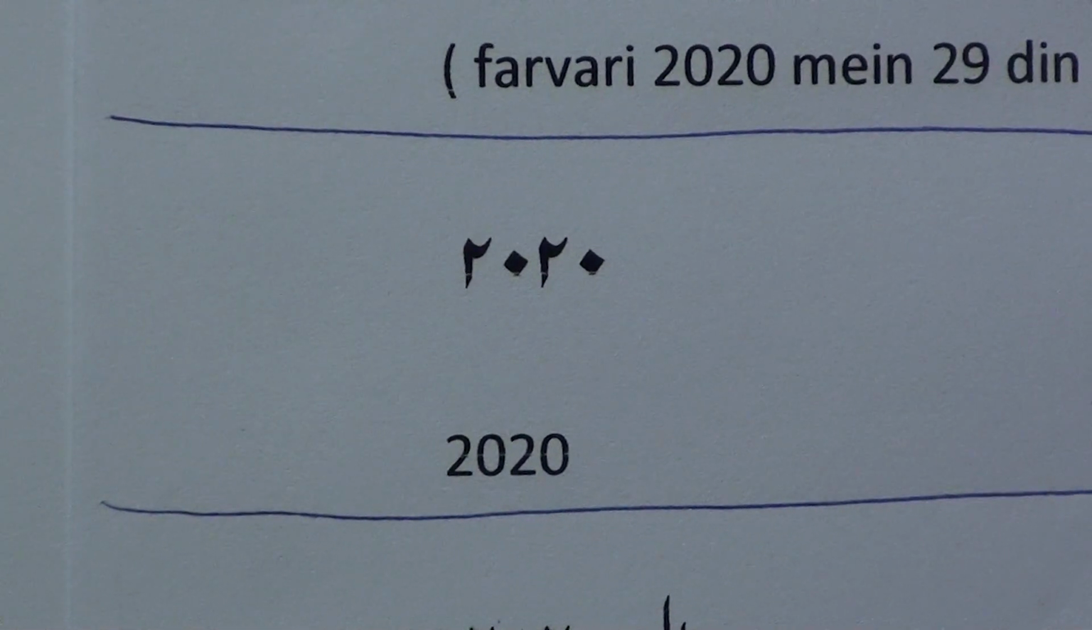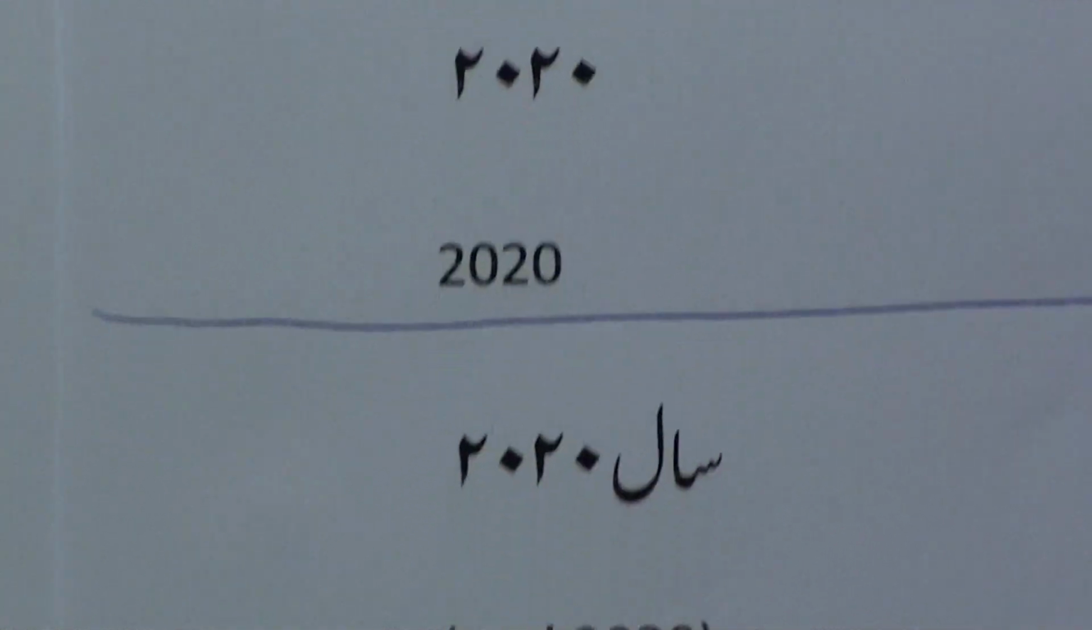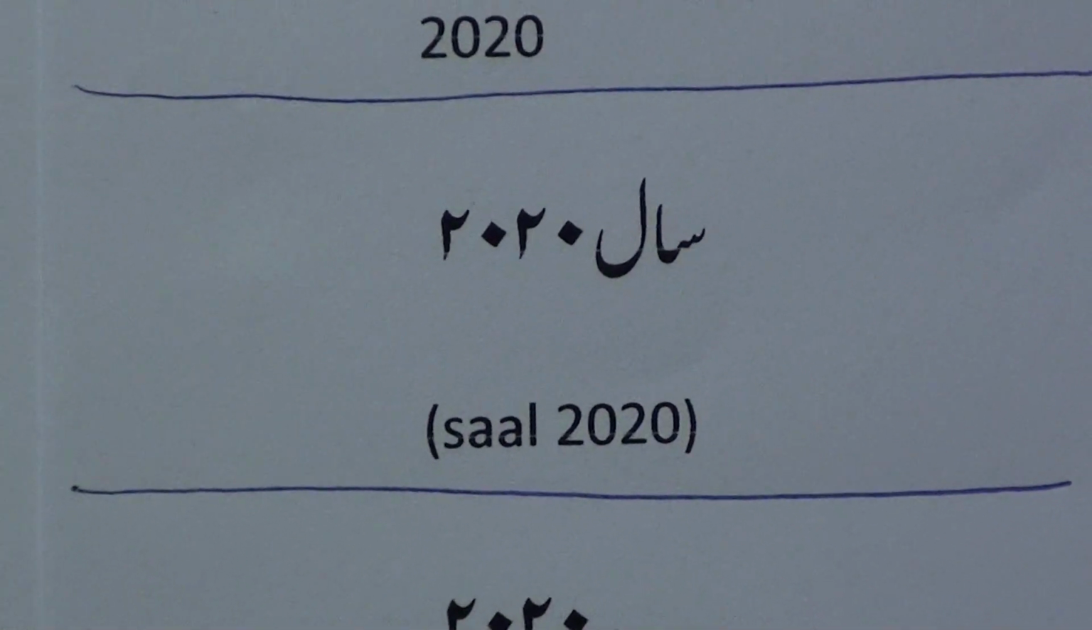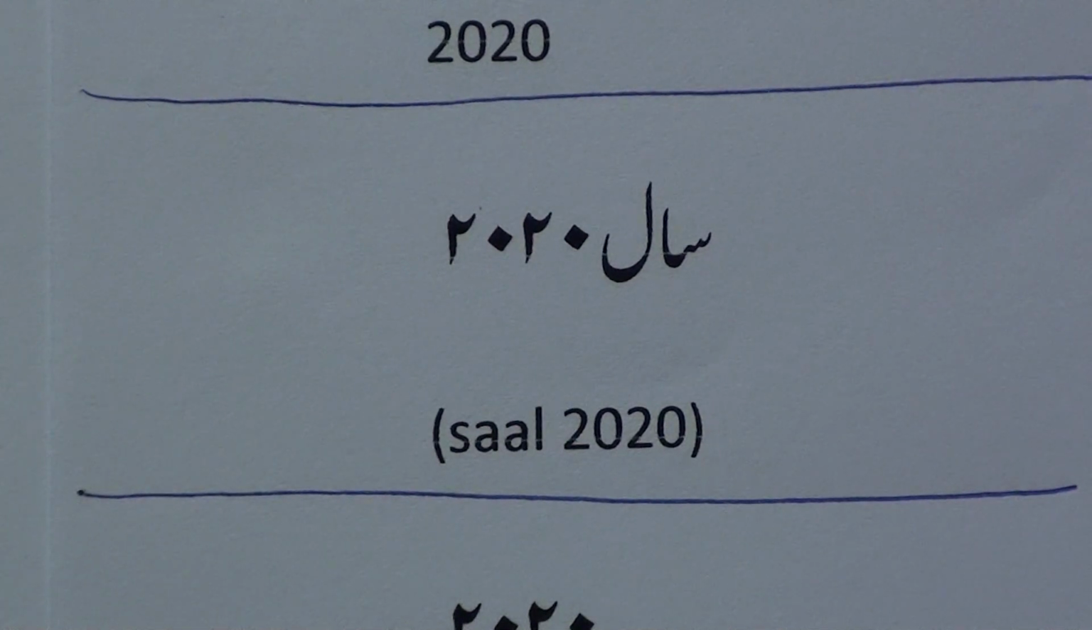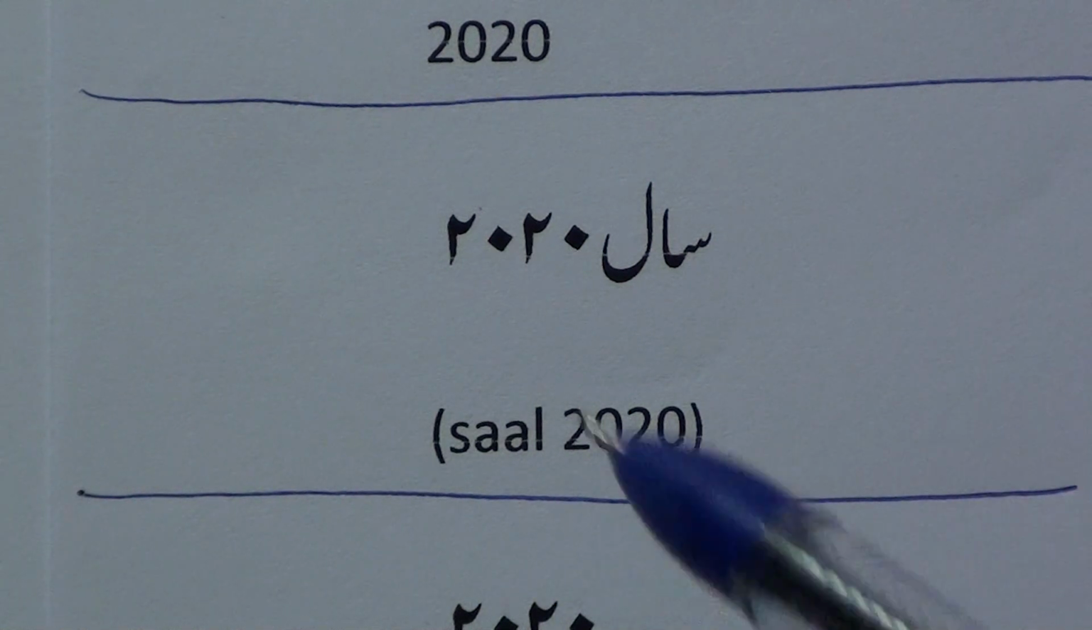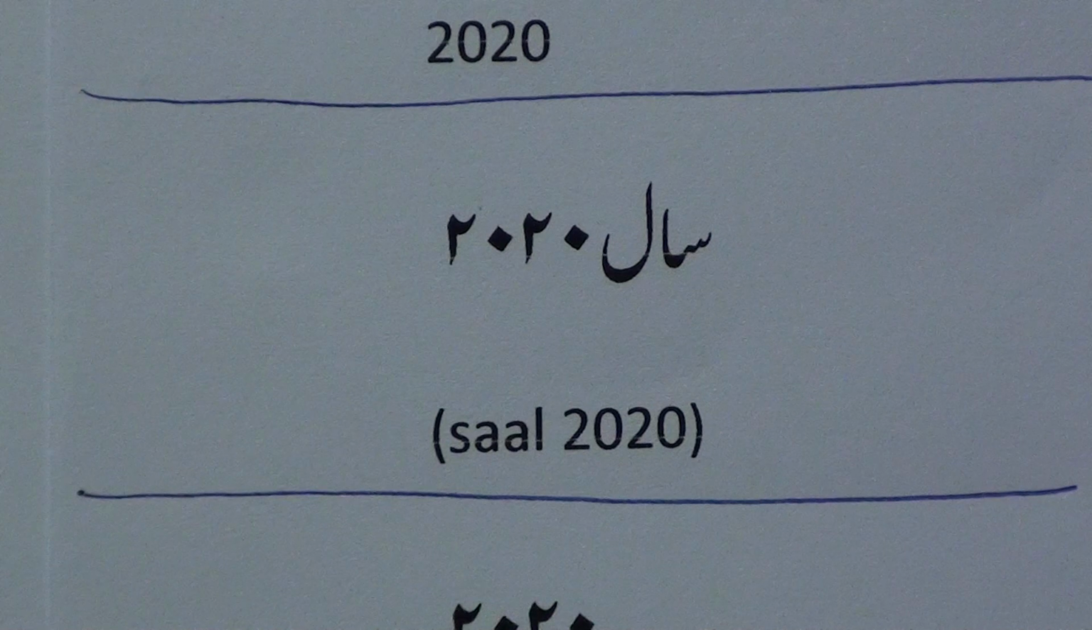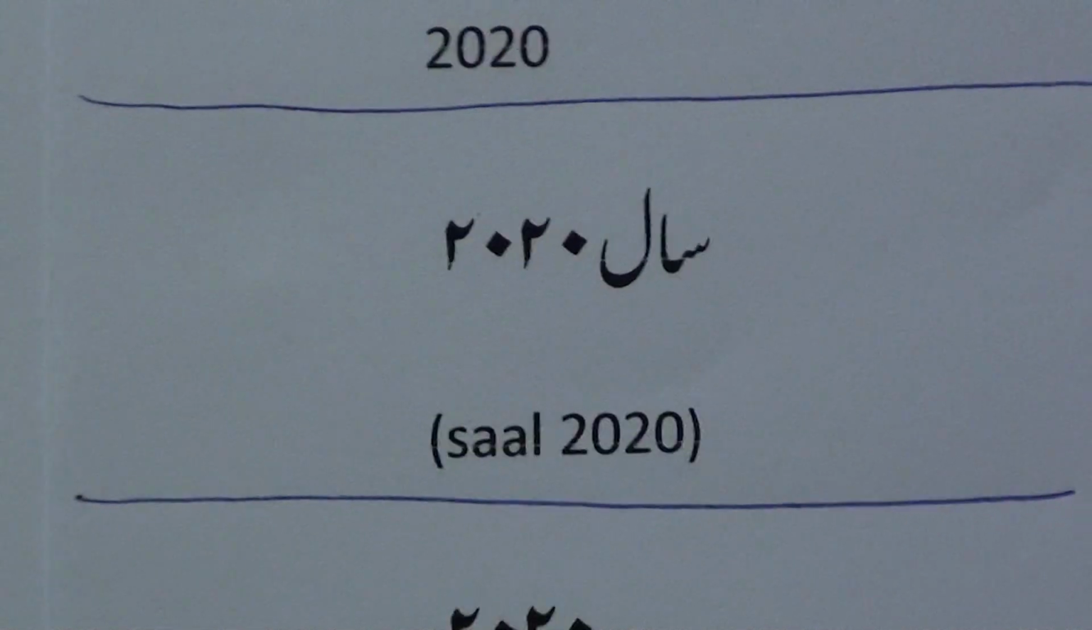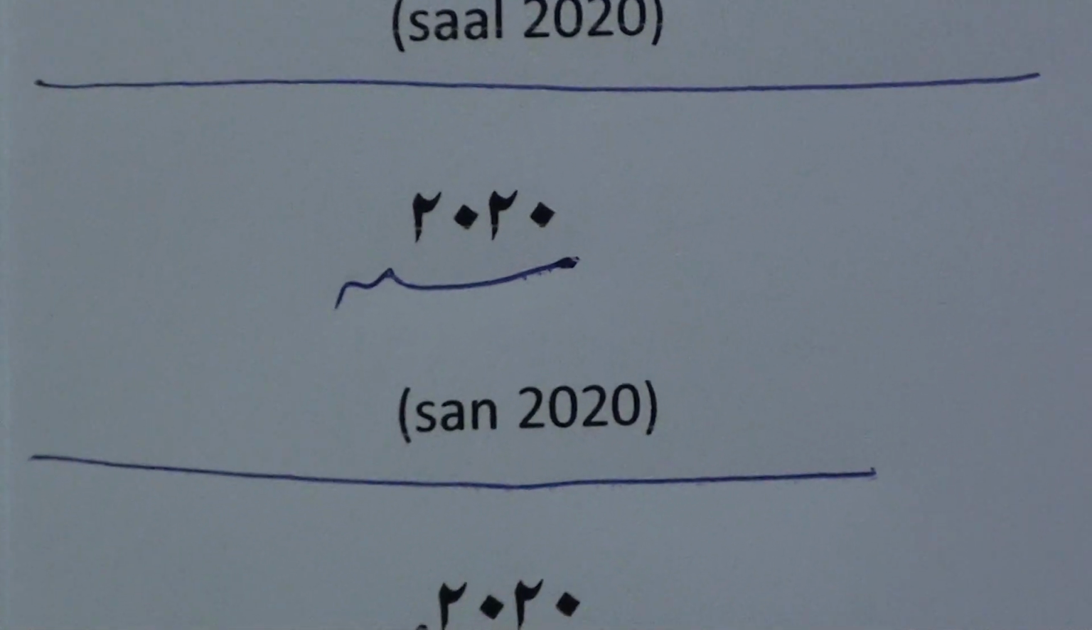We can write the year like this, 2020, as we write in English. And we can also say साल 2020. साल 2020 means, साल means year. So साल 2020 means year 2020.